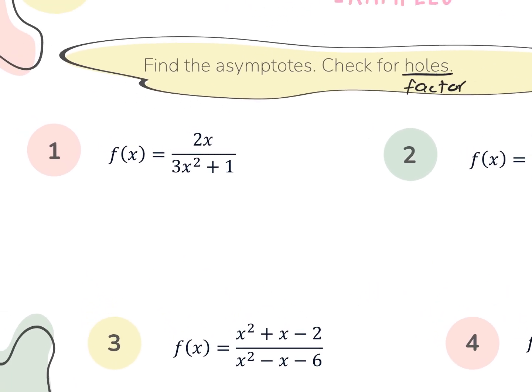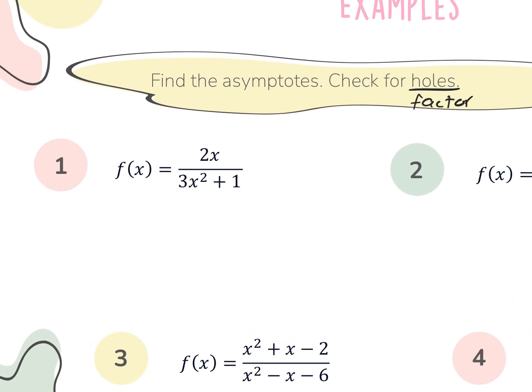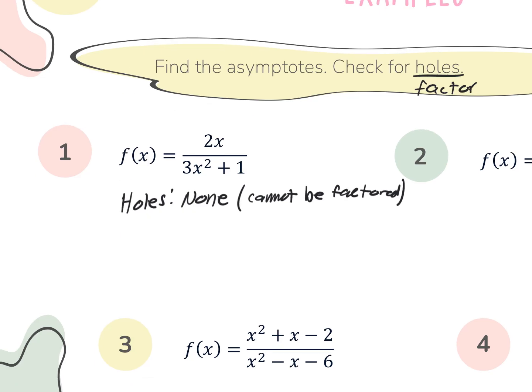But if you look at the first one, nothing really factors here, so we don't have to worry about holes. If nothing factors and nothing cancels for holes, I'm going to write none, cannot be factored. That doesn't always mean that when it can be factored, you're going to have a hole. It's just when your factors cancel, you have one. All right, but for the sake of this, I'm going to start with the holes. Holes, I have none.